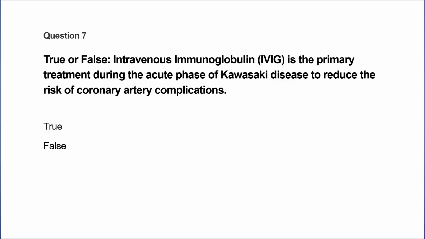Question 7. True or false? Intravenous immunoglobulin (IVIG) is the primary treatment during the acute phase of Kawasaki disease to reduce the risk of coronary artery complications.